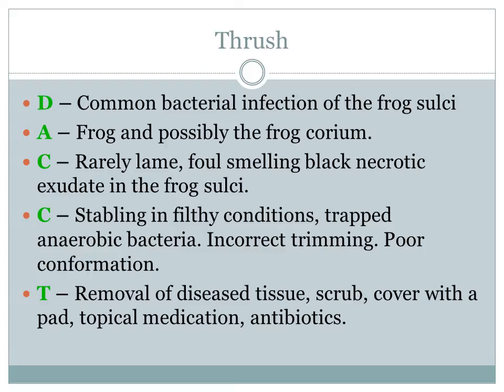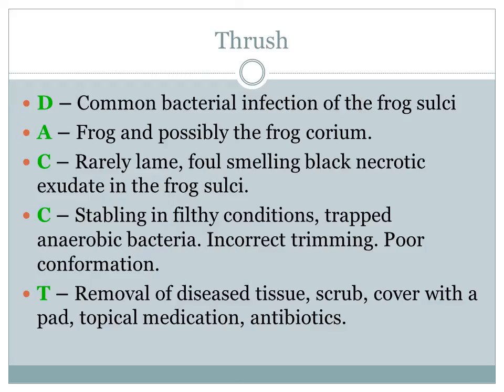Treatment would be removal of the diseased tissue, so all the rotten frog should be taken off. The area does need to be scrubbed. It will be probably trimmed down to corium, and in some cases it may be that the corium is damaged. The horse may need to have the sensitive tissue covered with a pad, so you may have a hospital plate on the horse. In severe cases, I have read of a treatment where the frog is surgically removed, and then a new frog will regenerate, but that will take weeks or months. The horse may need a topical medication, may need antibiotics.